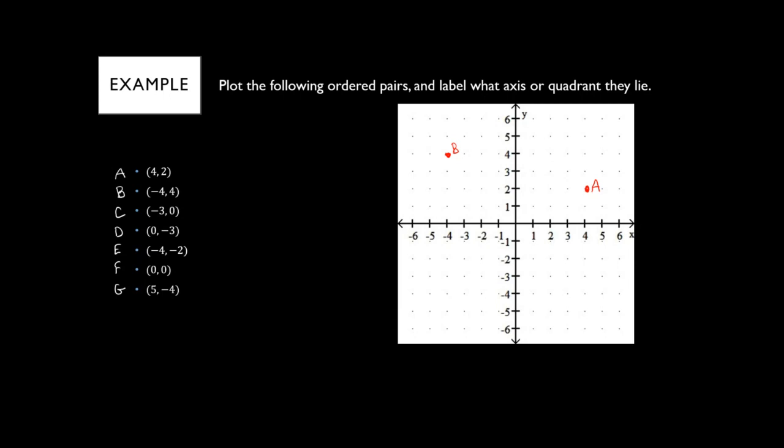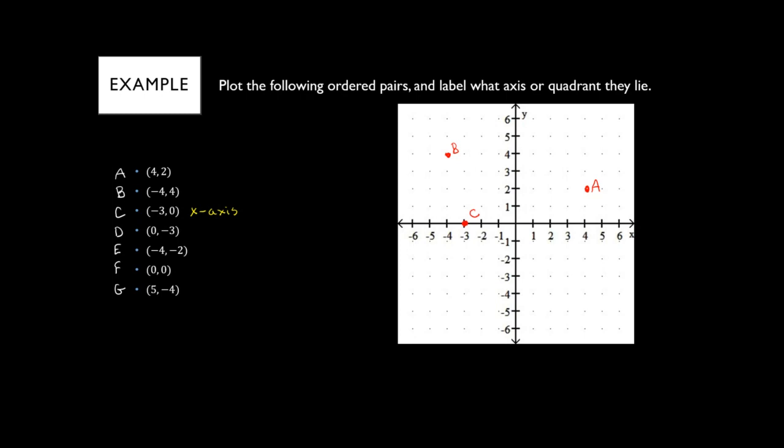Then C, we've got -3, 0. So 0 means I'm not moving up or down. I'm staying where I'm at horizontally. So that is on the x-axis. So I'm going to just choose a different color here. That is on the x-axis because we didn't move it up or down because the y value is 0.